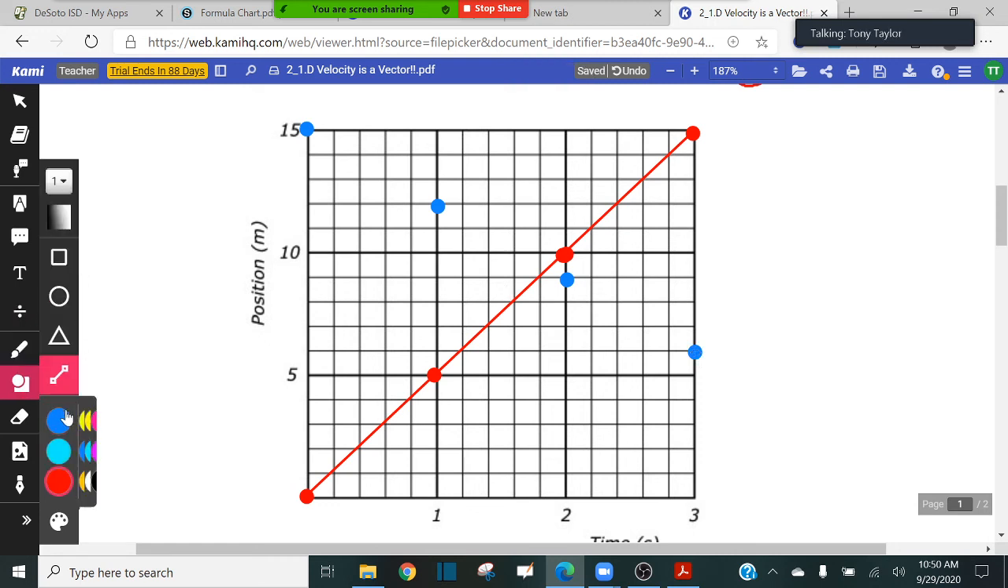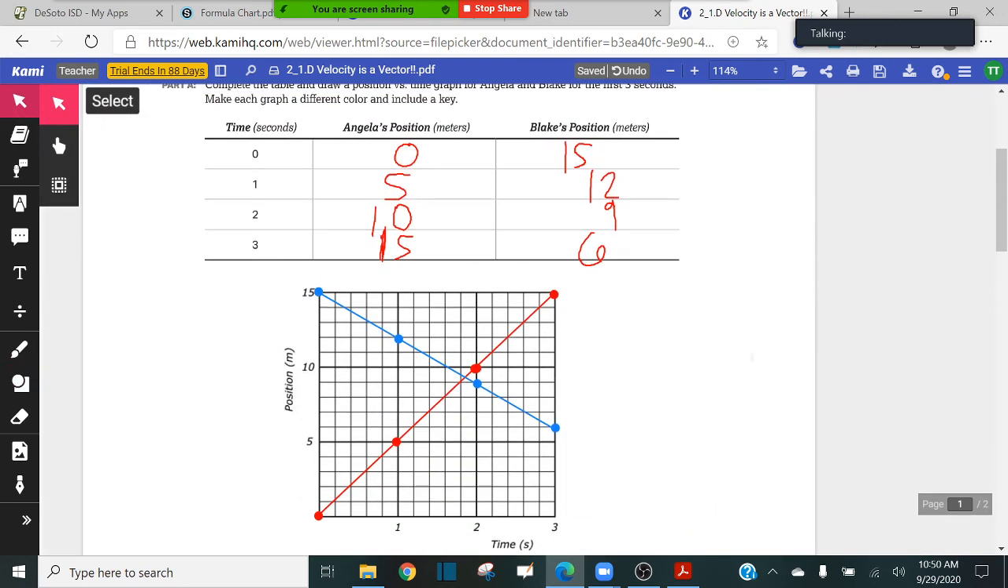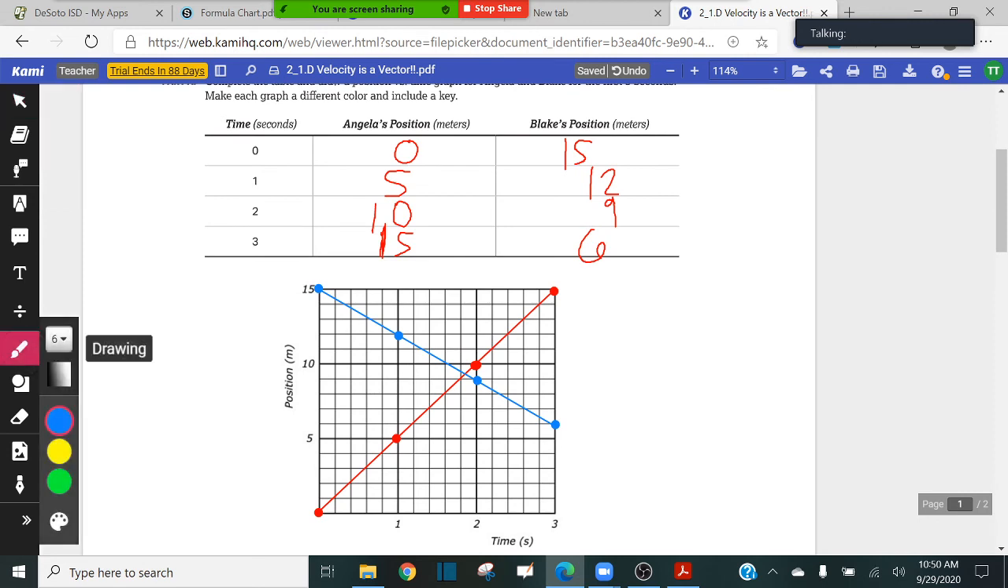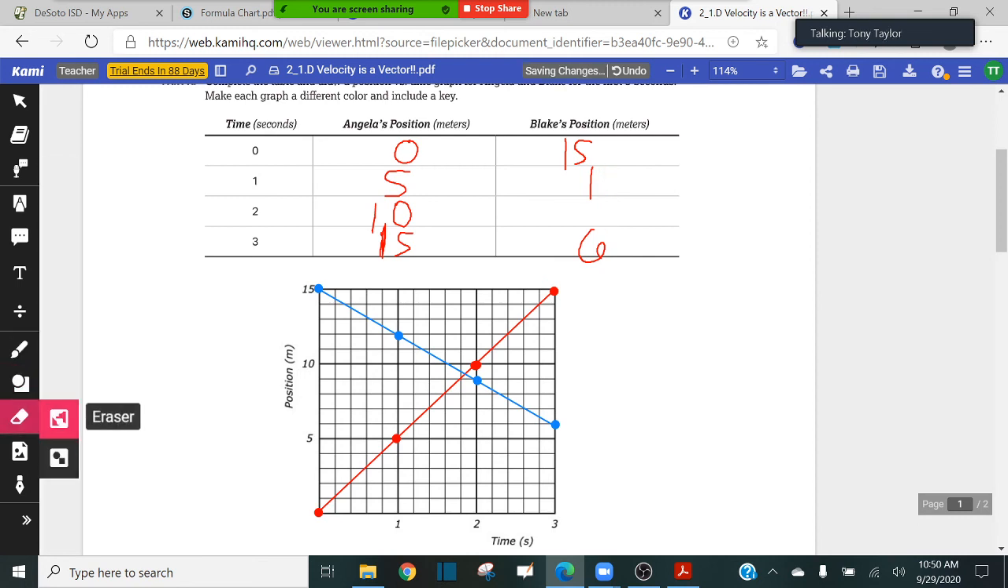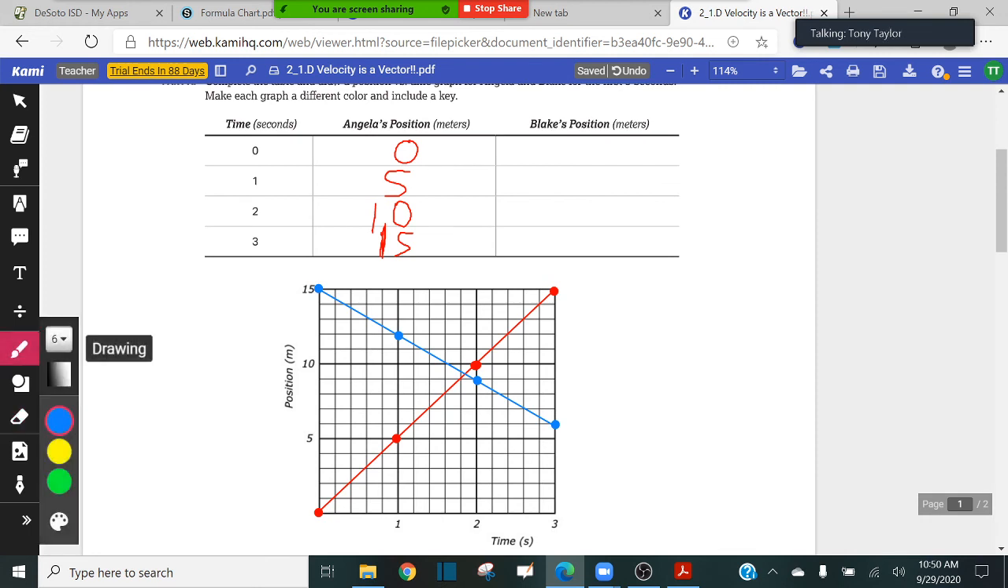So how does his best fit line look? Blake's best fit line looks something like this. Okay, so I want you guys to notice something. I'm going to change the colors here, so the colors match the data. So Blake is 15, 12, 9, and 6. Okay, so guys, we have both Angela's and Blake's data represented here.